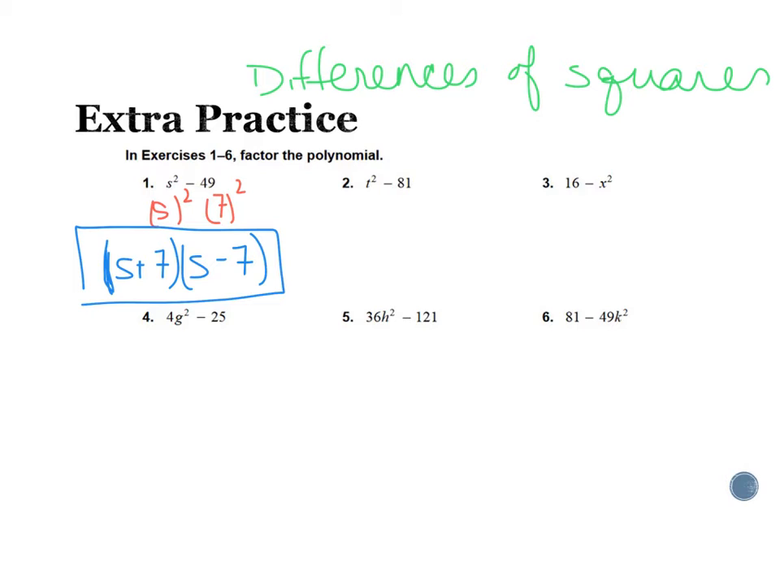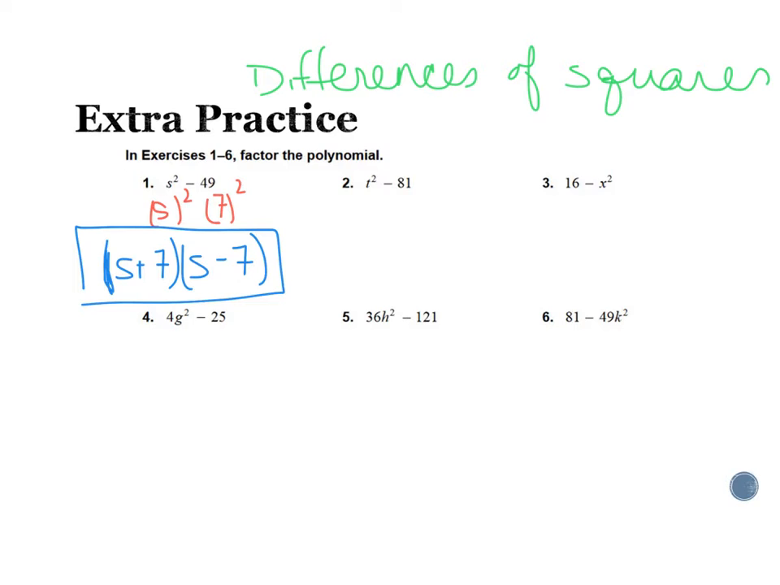If you were to FOIL this, first gives you s squared, outside gives you a negative 7s, inside gives you a positive 7s, those are going to cancel, and last gives you negative 49. So you have your s squared and your negative 49.